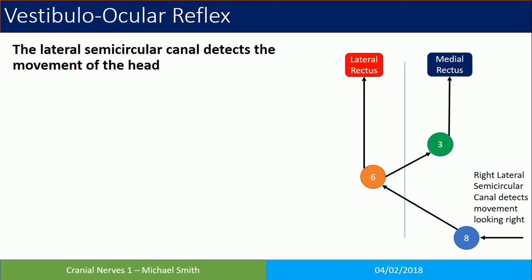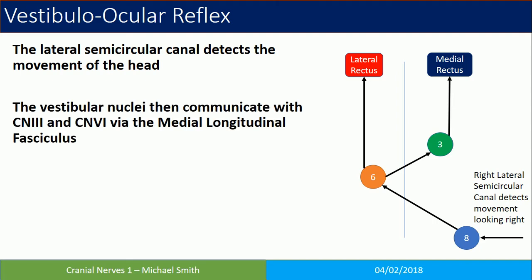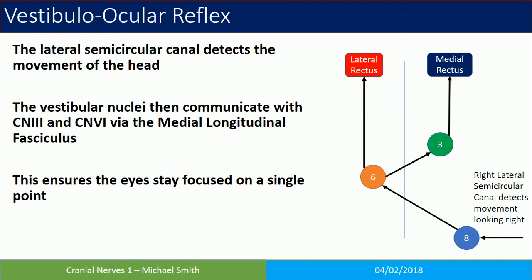The right cranial nerve 8 nucleus will then communicate with the cranial nerve 6 nucleus on the left-hand side, and the cranial nerve 6 nucleus will then make you want to look left with your left eye, and will communicate with the cranial nerve 3 nucleus on the other side, also allowing it to look left. So that's the information comes in from the right as you start to look right, and this allows your left eye to look laterally, so look left, and your right eye to look medially, so that will also look left. So your eyes stay focused on that same point as you turn your head away.